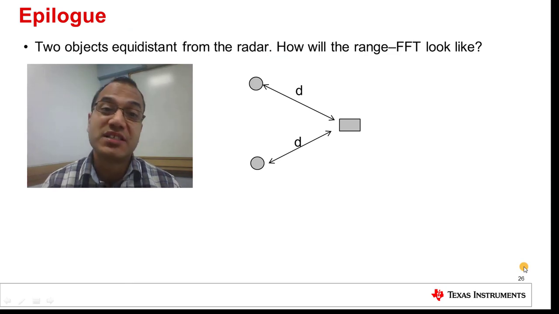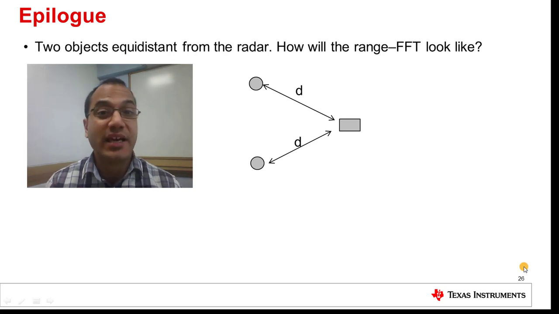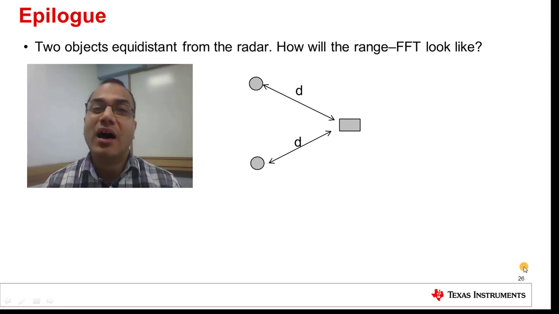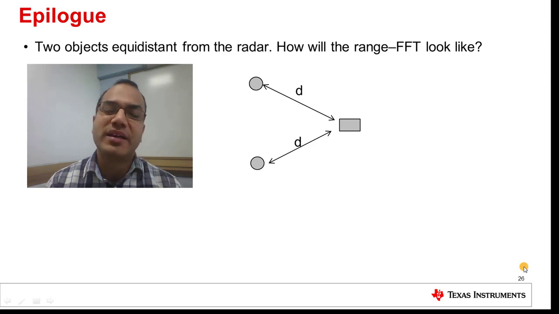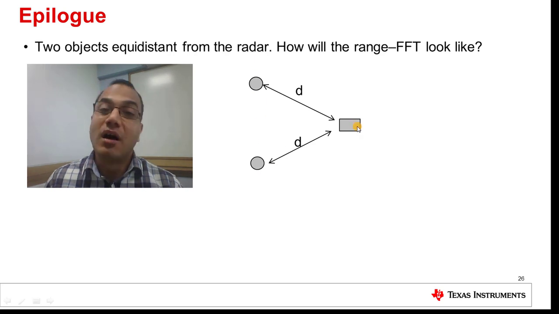This concludes the first module in this series. We focused primarily on range estimation using the FMCW radar. Here's a question to motivate the subsequent modules. So there are two objects equidistant from the radar. How will the range FFT look?